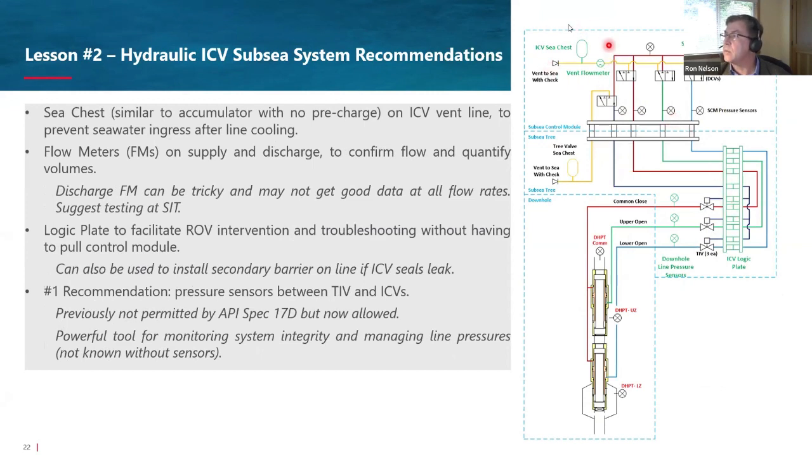The first one being to add what we refer to as a sea chest on the vent line from your downhole, from your ICVs. A sea chest is like an accumulator without any pressure in it, basically like a bladder or a balloon that will fill with control fluid under normal operations. If you then find yourself in that situation where you've opened the TIV and you've got a vacuum in here and fluid wants to enter the system, rather than pulling in seawater from the environment, it pulls fluid in from the sea chest, and that way you avoid contaminating your system.